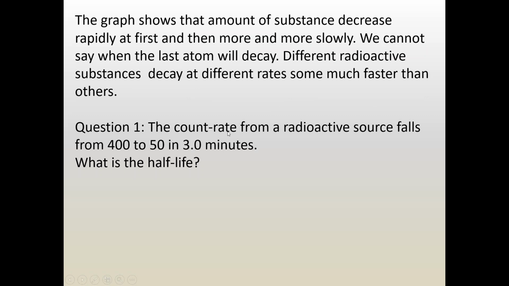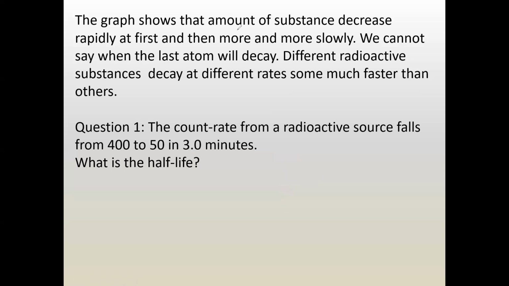Example: the count rate. Count rate means the radiation which we detect from the source with a detector. It falls from 400 to 50 in 3 minutes. What is the half-life? How to work out a half-life? For example, first it is 400. Then when the time is one half-life, the 400 will become 200. Basically, as the radioactive sample starts to decay, the amount of radiation starts to decrease because it becomes stable. Half will be stable and half will be unstable after the half-life time.